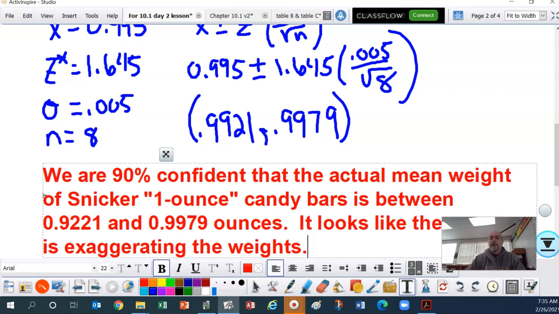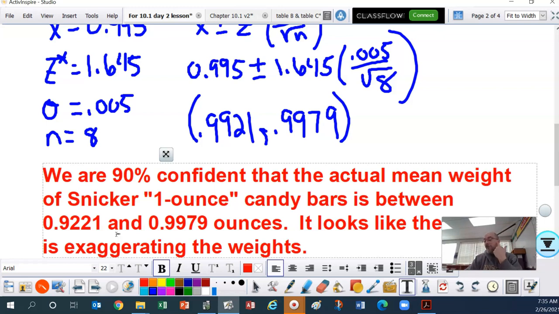All right. You don't have to add that on there. That first sentence is good enough. Okay, but if they ask, what do you think? Well, I'm 90% confident that no, your candy bars are not weighing what they're supposed to weigh. Okay, now think about this, folks.